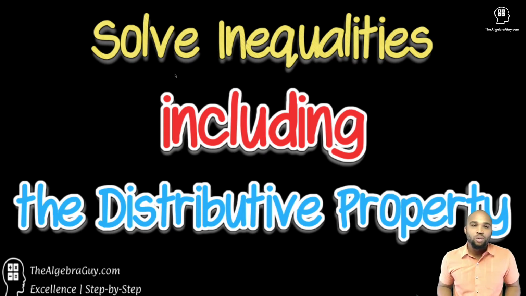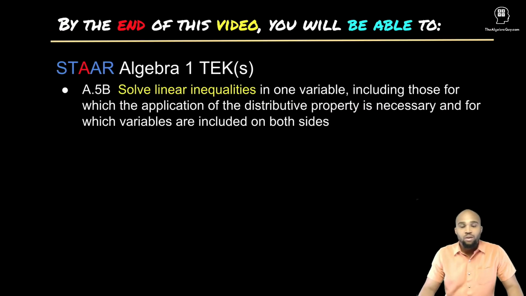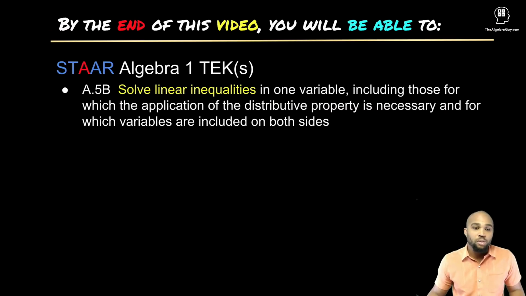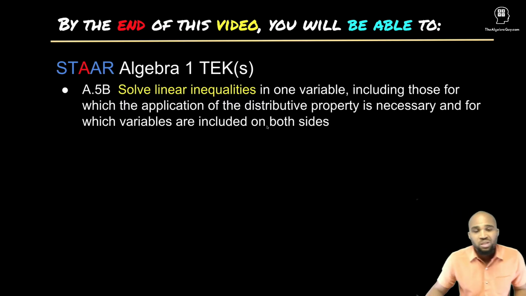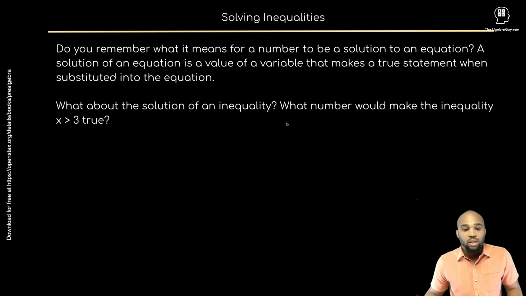All right, today we are working with inequalities and distributing. So let's jump right into it. For our TEK, or our skill that we want to make sure we cover for Algebra 1 for the STAAR test, is 5B: Solve linear inequalities in one variable, including those for which the application of the distributive property is necessary and for which variables are included on both sides. So you'll see me work through problems today with variables on both sides using distributing. It's really that simple and basic, but let's go ahead and jump into it.